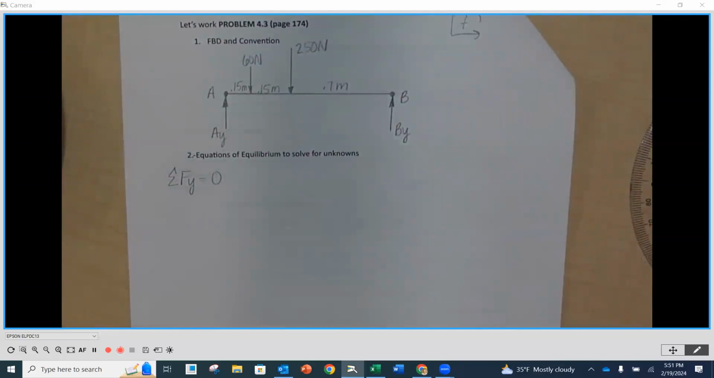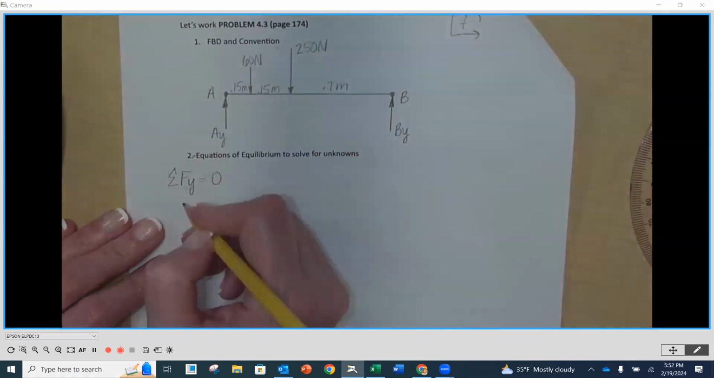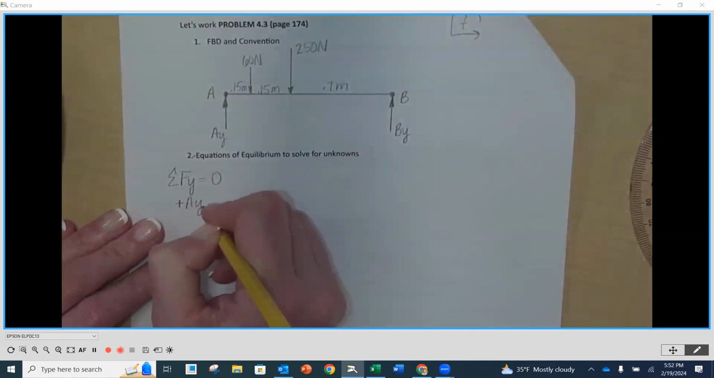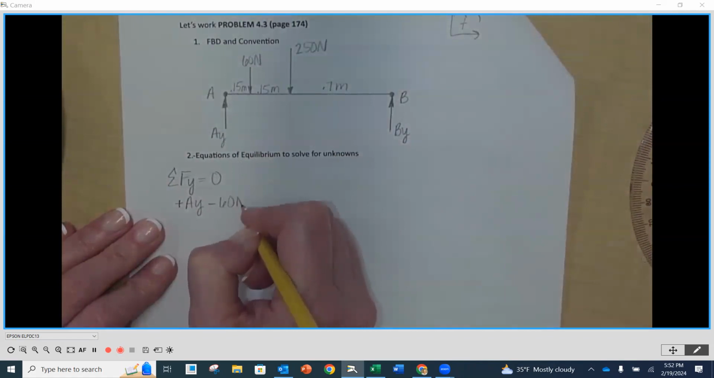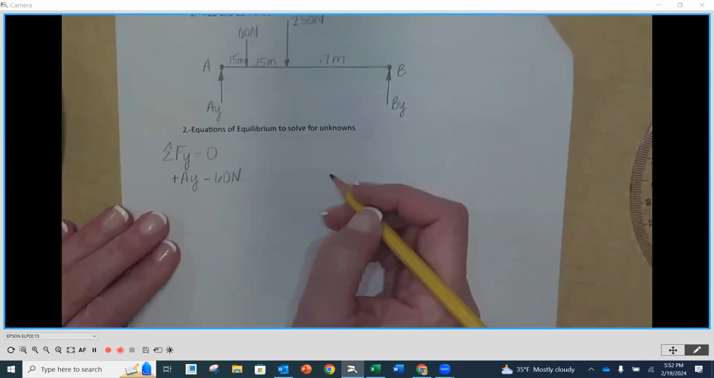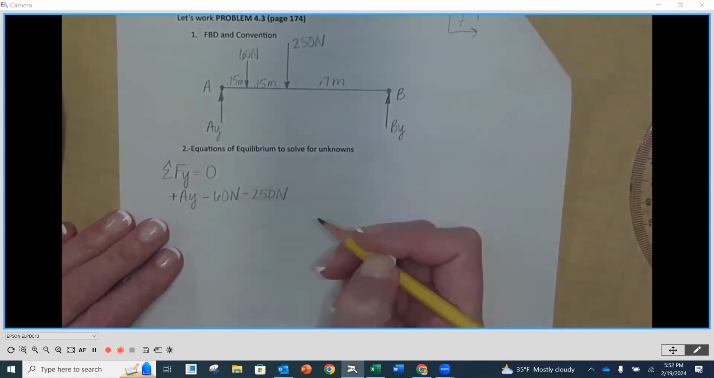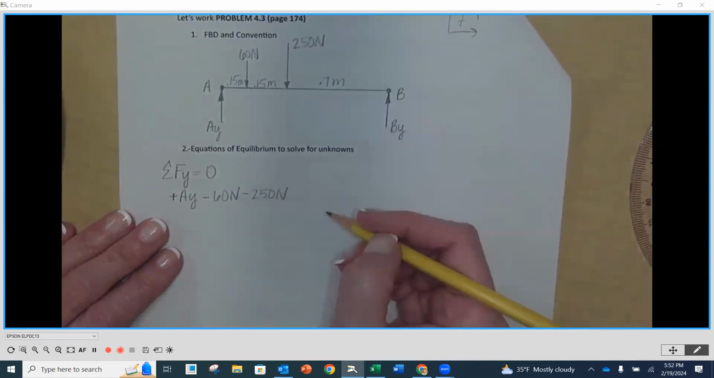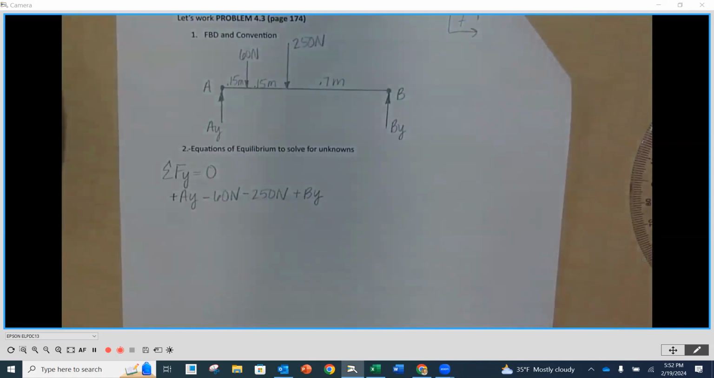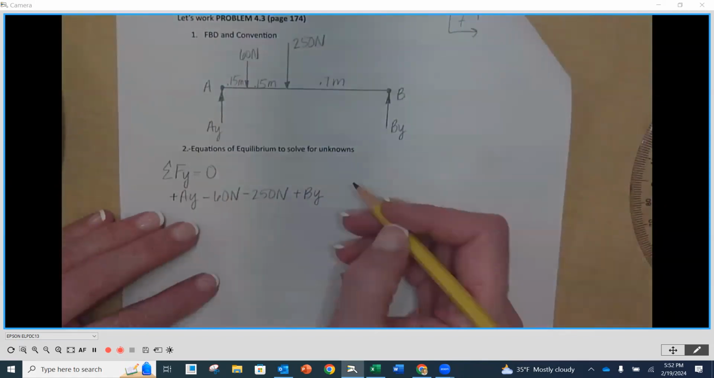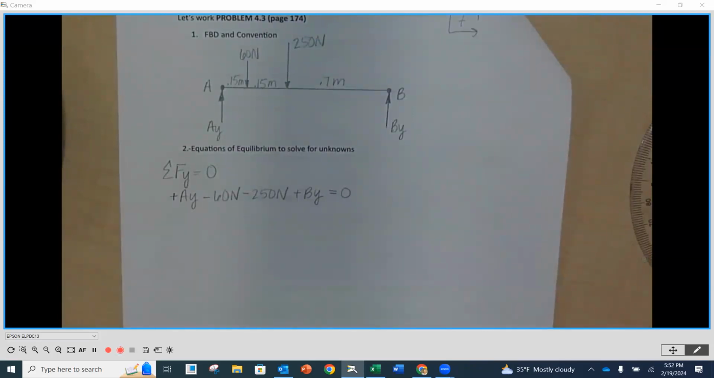So as we look vertically here, left to right, I'm going to start. I've got a positive AY because it's going up. I assume that to be the direction. So positive AY. Then I've got a negative 60 newtons. Make sure you put your units in. I then have a negative 250 newtons. Both are going down. And then I've got one more that's going up, plus BY. That's the left-hand side of my equation. I summed my forces in the Y direction and I set that equal to 0. Okay, make sure that you do that.